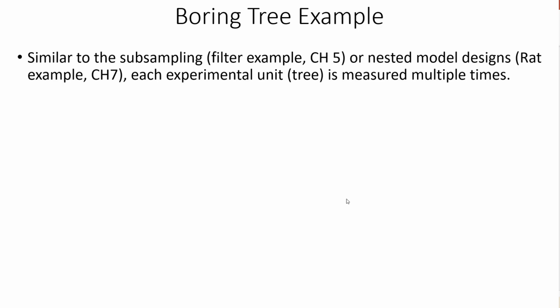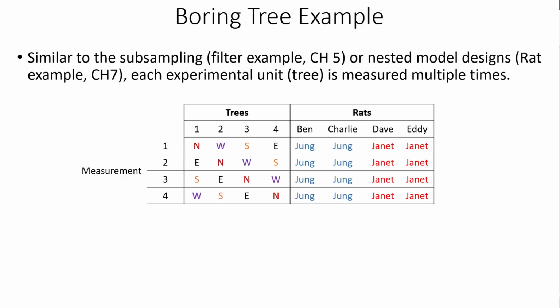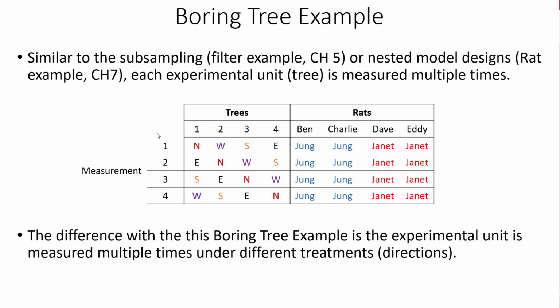It's kind of similar to our subsampling or nested model designs that we saw in chapters 5 and 7, where each of our experimental units, in this case the trees, are measured multiple times, but the difference is that each of these trees are measured under different circumstances, once per each level of our treatment. So we have one factor in our experiment, the direction that the bark is growing in, and each tree has all 4 different treatments, all 4 levels of our direction factor.